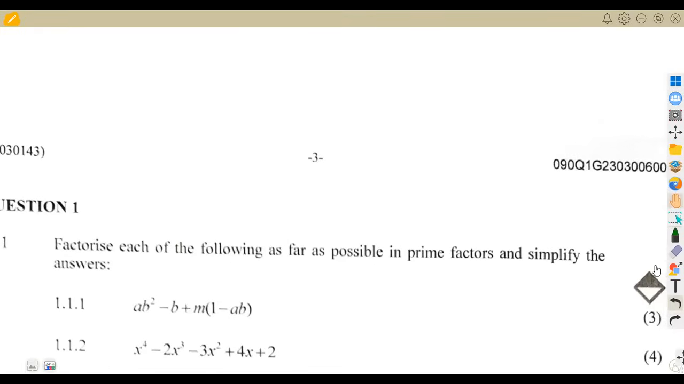The second part was to factorize, and this was a tricky type of question. Let's see what they were trying to do here. That's question 1.12, where we have x to the exponent of 4 minus 2x to the exponent of 3 minus 3x to the exponent of 2 plus 4x, so we've got plus 4x plus 2 like this. This is what we're given.